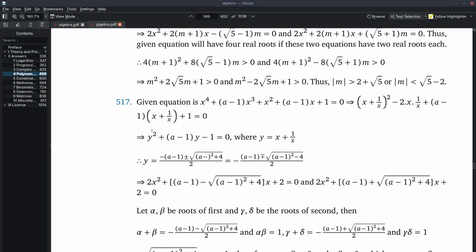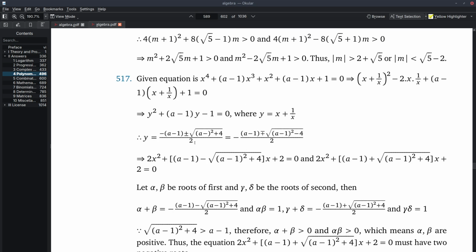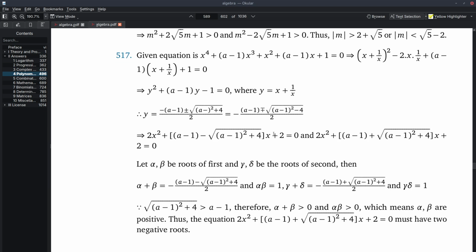We substitute y = x + 1/x, and we get y^2 + (a-1)y - 1 = 0. We compute the roots: y = [-(a-1) ± √((a-1)^2 + 4)]/2. Once we have these two roots, we bring back the original substitution, x + 1/x = y. We get 2x^2 + (a-1) - √((a-1)^2 + 4) x + 2 = 0. And for the other root we substitute and we get this equation.